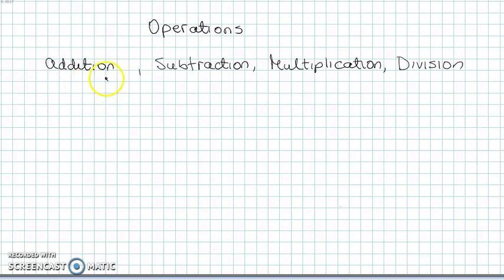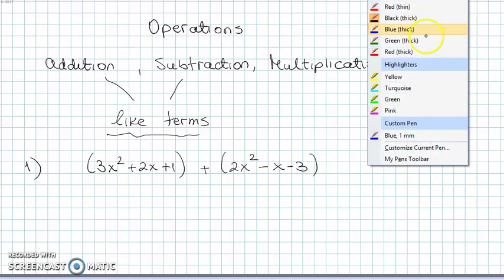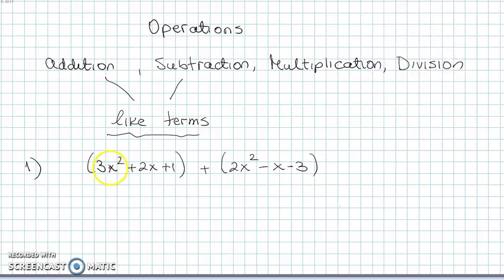So in both addition and subtraction, what you need to really look for are like terms, and you need to combine them. So let's say I have 3x squared plus 2x plus 1, and I'm adding 2x squared minus x minus 3. I'm looking for like terms. Like terms are the ones that have the same variable and the exponent. So these two terms are like terms.